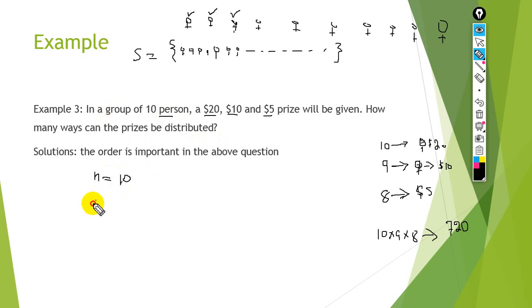What is r? So we want to distribute 3 prizes. So it is equal to 3. N is equal to 10, r is equal to 3. So we will use the nPr formula.